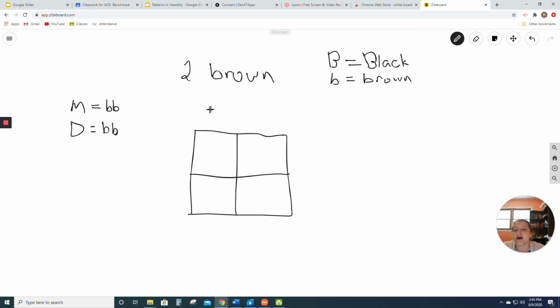So I'm going to put mom on top. Mom's first one is a lowercase b, her second one is a lowercase b. I'm going to put dad on the side. There is also a lowercase b and a lowercase b. All right, so I'm going to make this guy red. I'm going to make this guy blue. Okay.